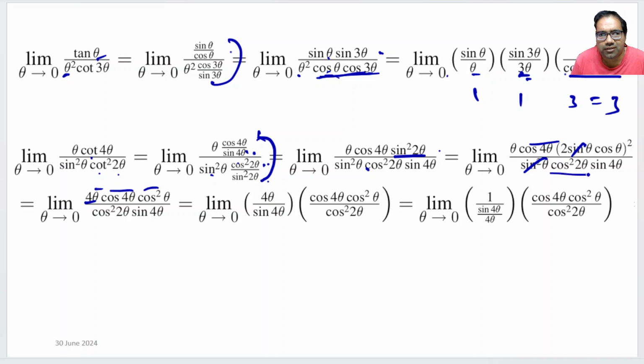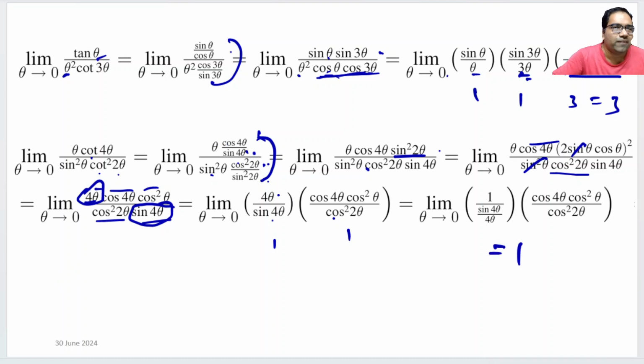In the denominator, what do we have? Cos square 2 theta and sin 4 theta. So this is fine. We have 4 theta here, we have sin 4 theta here, the rest are all cos. So it doesn't matter much. So 4 theta by sin 4 theta and cos 4 theta, cos square 2 theta. So this all is 1, and this also equals 1, right? So net this is equal to 1.